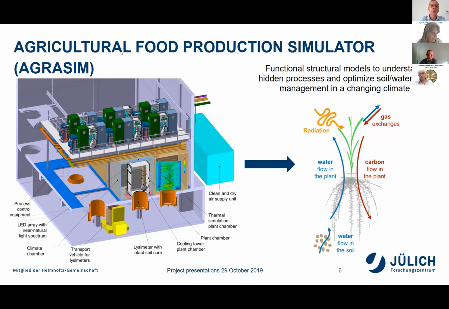The systems are fully controlled. We can control temperature, humidity, lighting, and they are fully airtight so that we can also monitor isotope fluxes in these systems, which help us to disentangle different biochemical and water fluxes. This experimental platform will give us information that we can use to develop and further parameterize so-called functional structural plant models that we are using and developing, and that we can use then to optimize soil, water, and crop management in a changing climate.